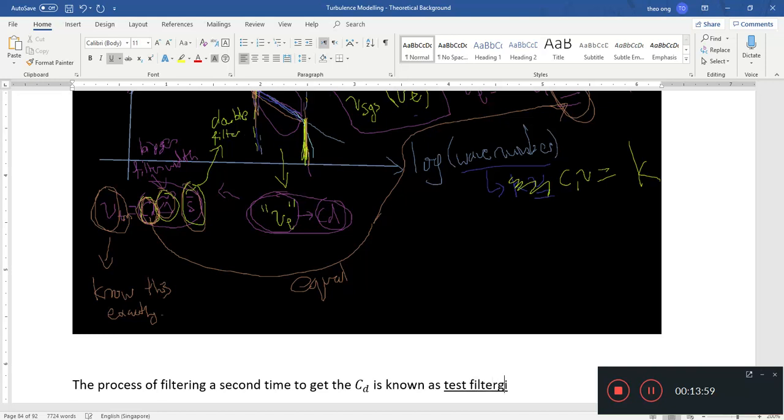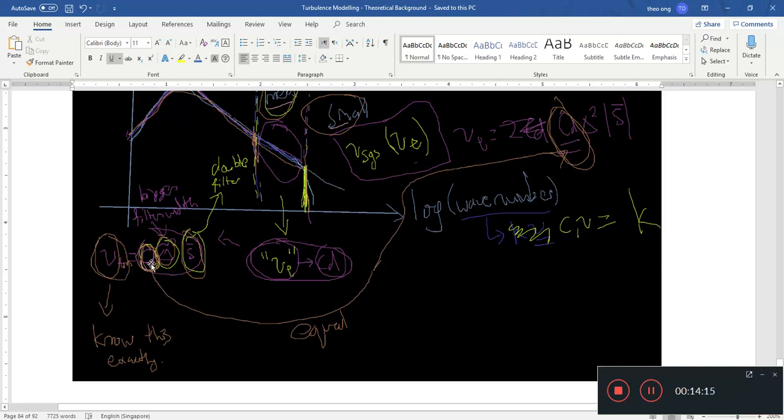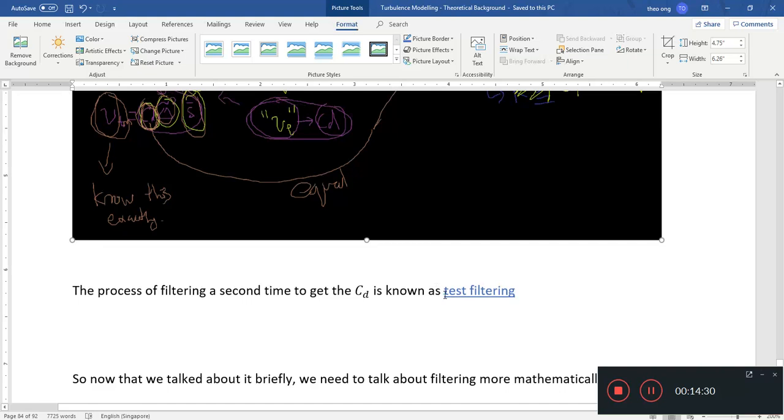So in a lot of LES documentation, you will see this term called test filtering. So test filtering is just filtering this spectrum again so that you can test for this CD. This CD value, the dynamic coefficient based on this nu t, and then we can plug this CD into here. That's the idea behind test filtering and dynamic modeling in general.